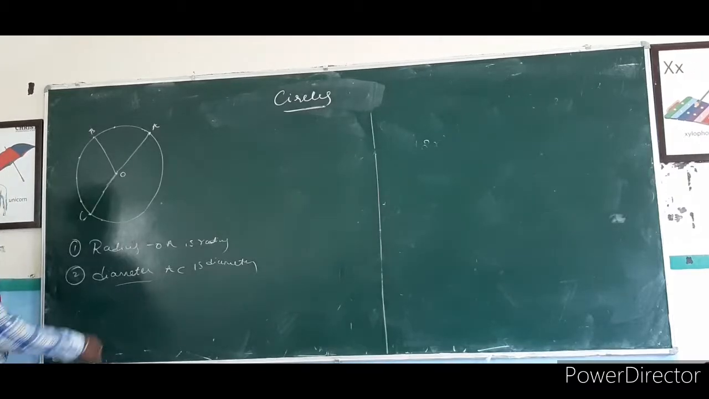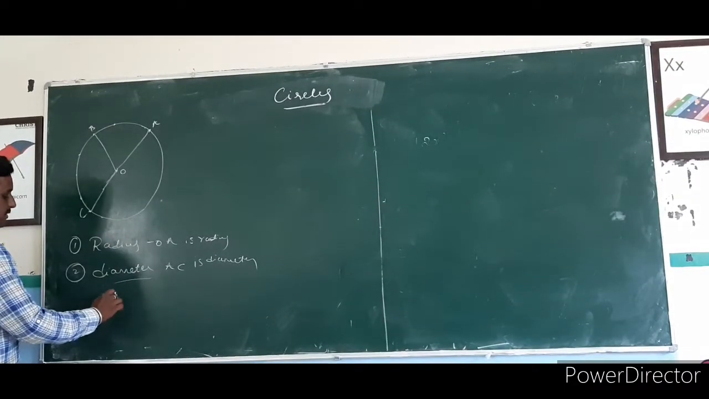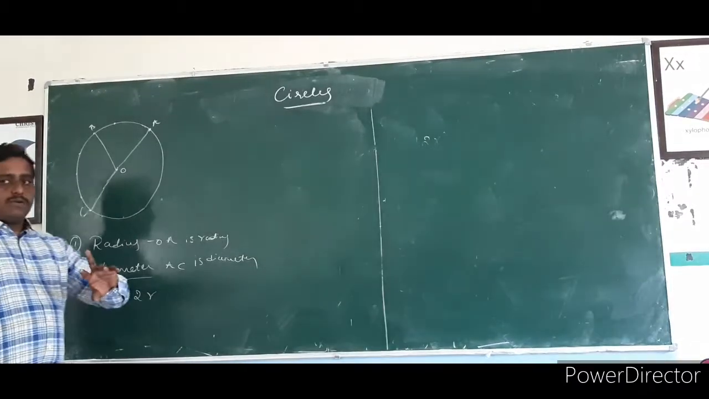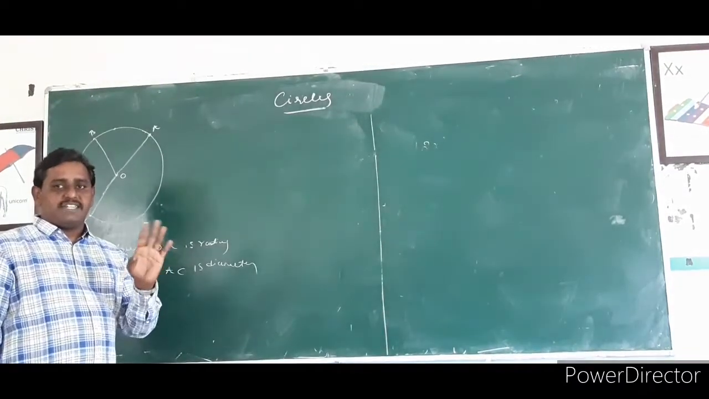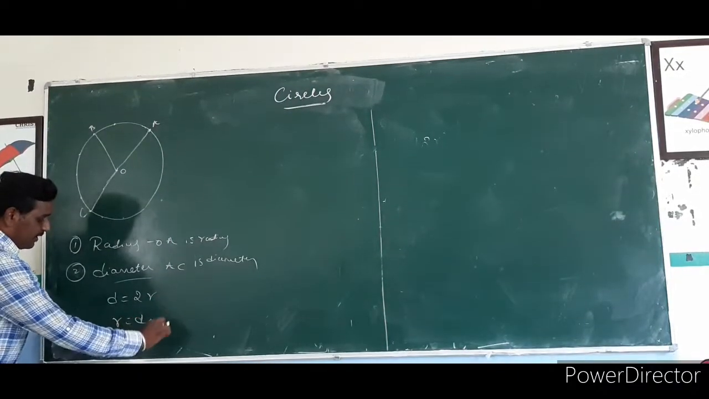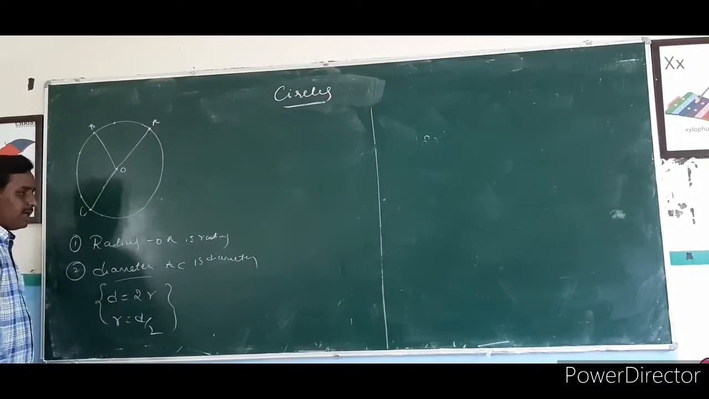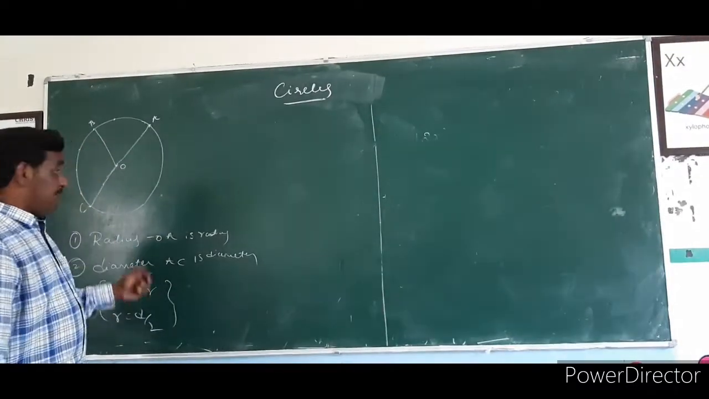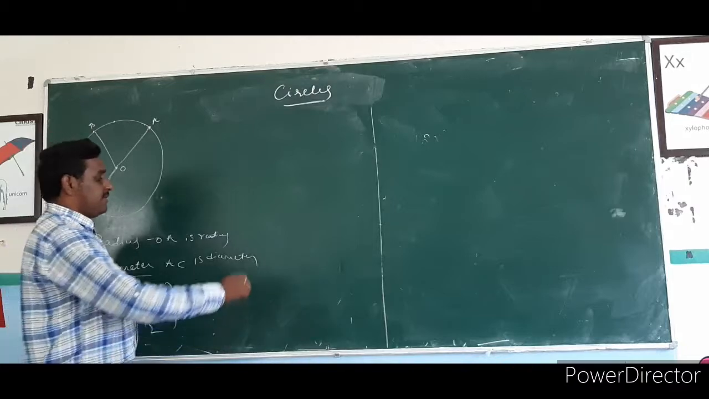Diameter and radius, what is the relationship? Diameter is equal to 2 times the radius. If you want the radius, it is half of the diameter. These are two important equations, the relationship between diameter and radius. Next.